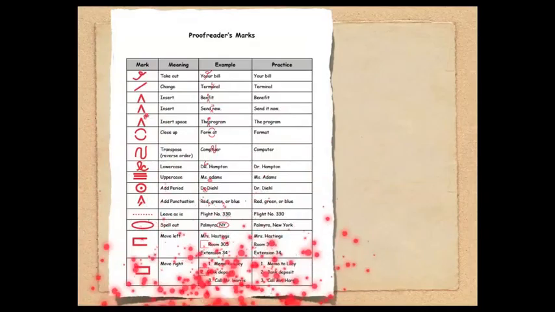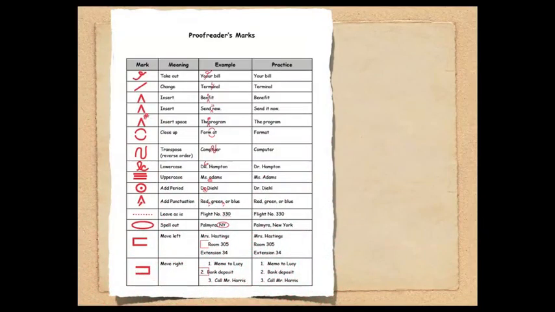So here we have proofreader marks. Now notice that these are funny little squiggles. At the very top, we have this thing that starts in the lower left-hand corner and goes up and squiggles around to the upper right-hand corner. This means take out. So you can see in the example, it originally had Y-O-O-U-R, your bill. So we've got the take-out symbol, and so the practice, it would be your bill.